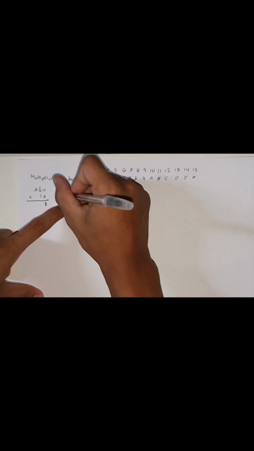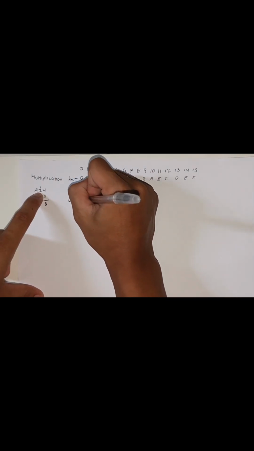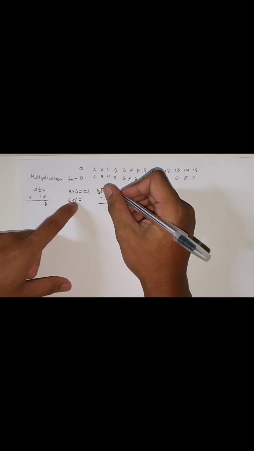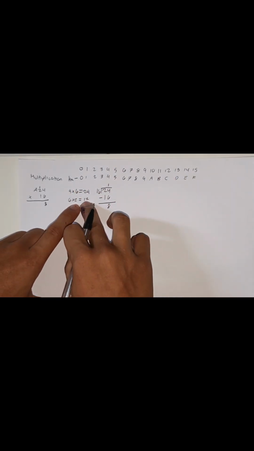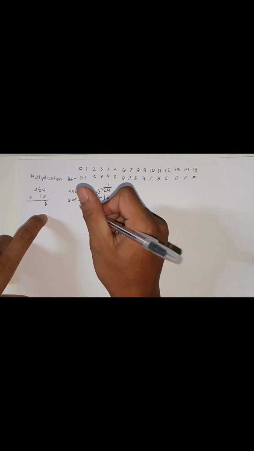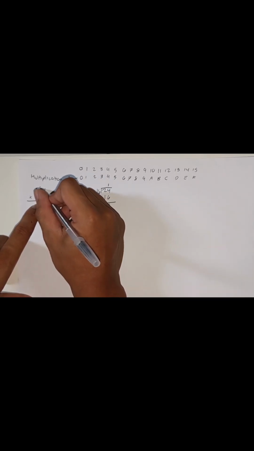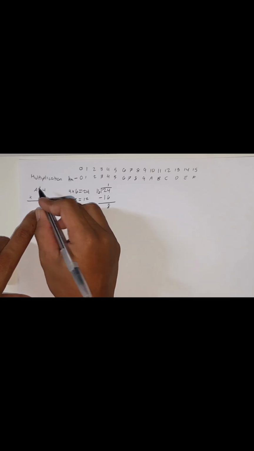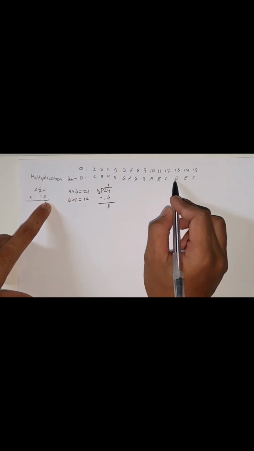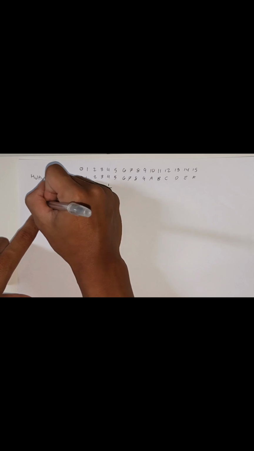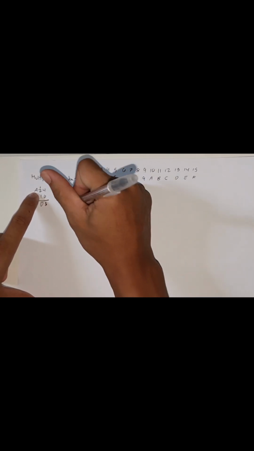We have here 6 times 2. 6 times 2 is 12, and it's below 16, so it's alright. We have to carry, so plus 1 it becomes 13. And 13 in hexadecimal is D. Letter D here.